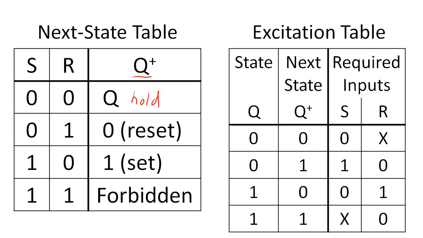We use the second table when we know our current state and our desired next state. The right columns tell us what input combinations will allow us to excite the desired next state given the current state.